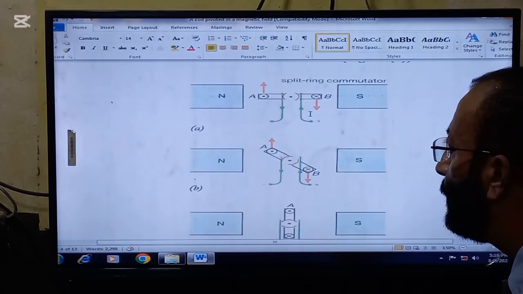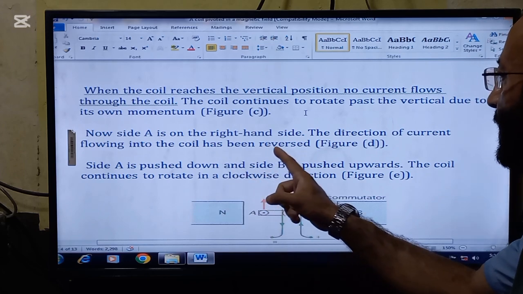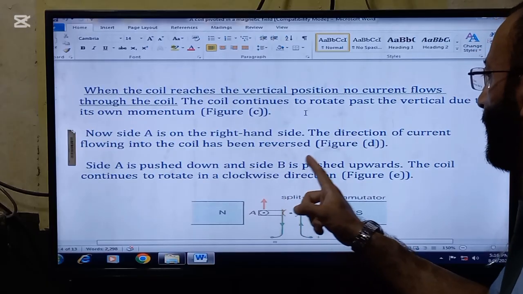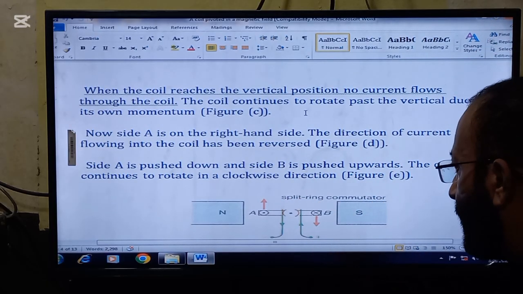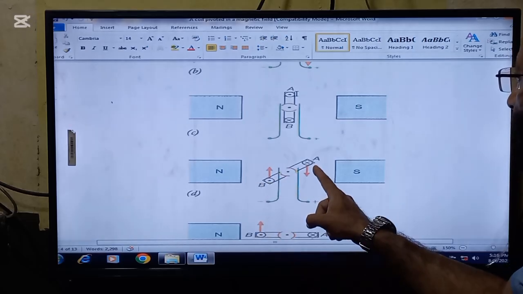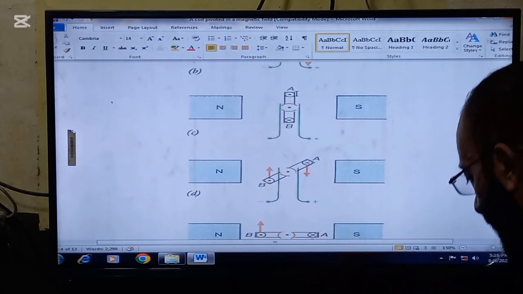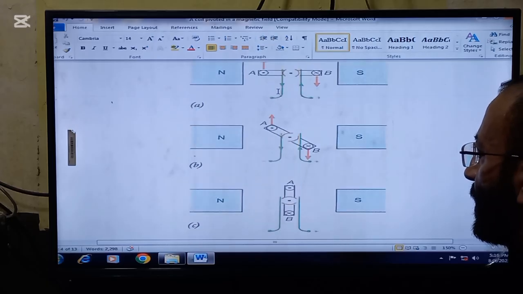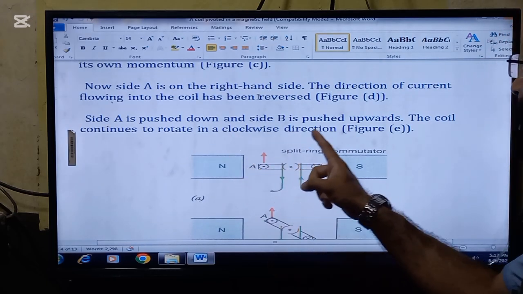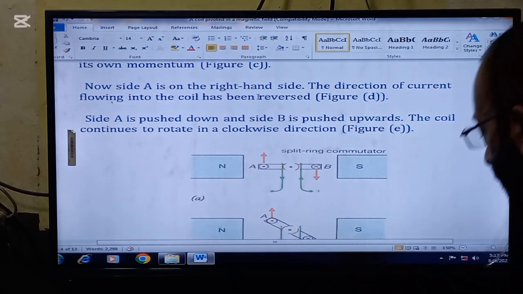Further, look now. Now side A is on the right hand side. The direction of the current flowing into the coil has been reversed. Figure D. So this is figure D. Now A is coming to this side and B is coming to this side. So current is reversed now. Side A is pushed down and side B is pushed upward. The coil continues to rotate in a clockwise direction.